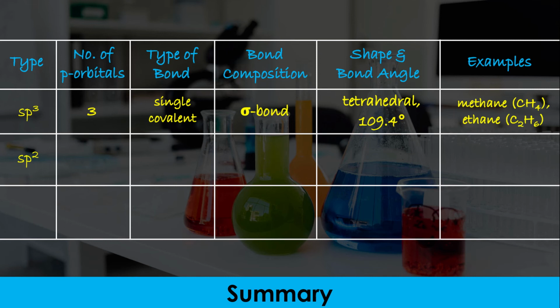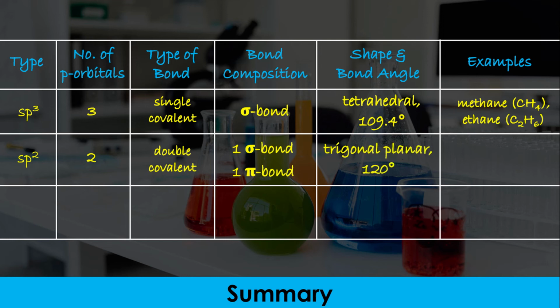sp2 hybridization occurs between one s orbital and two p orbitals, which leads to the formation of a double bond that consists of one sigma bond and one pi bond. The sp2 hybridized molecule has a trigonal planar shape with a bond angle of 120 degrees.